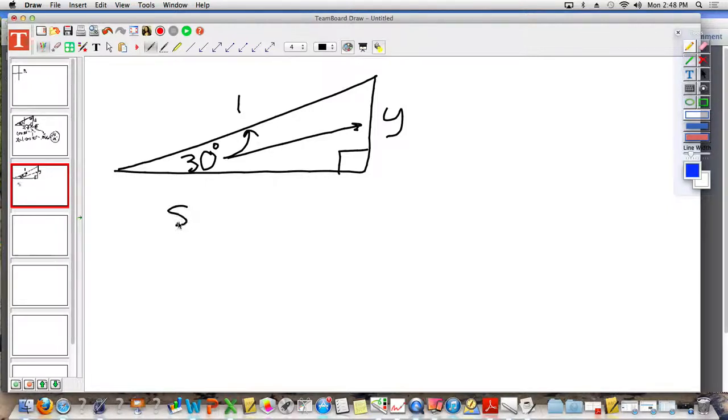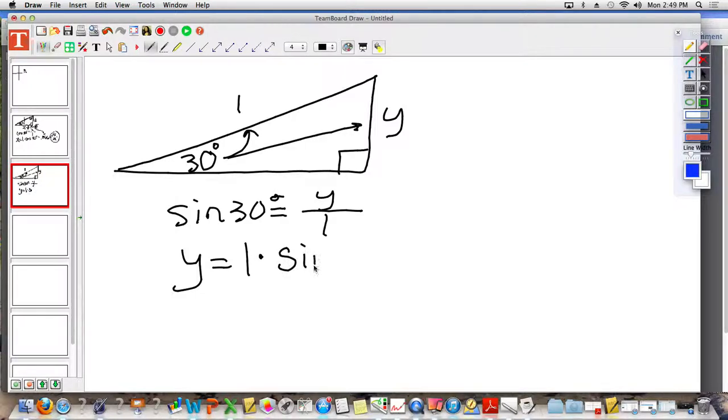So we would do this. The sine of 30 degrees is equal to y over 1. How do I solve for y? 1 times sine of 30. Do it, please. Type it into your calculator, get an answer. What is 1 times the sine of 30? It's 0.5, same thing as 1/2. Didn't we already know that, you guys?